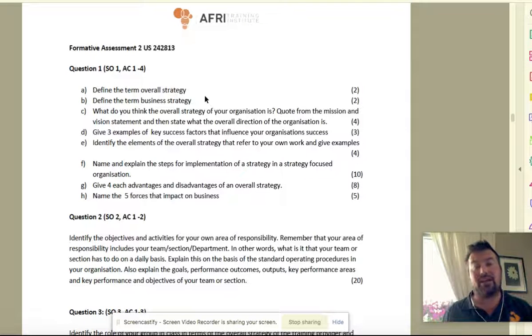So define the term overall strategy. What would you find in an overall strategy? You're starting a business. What do you need to put in place in order to guide and give direction? So think of some of the concepts we covered. Then define the term business strategy.